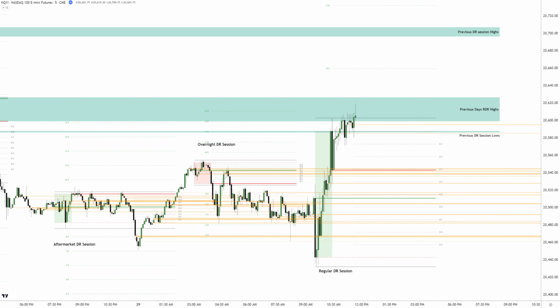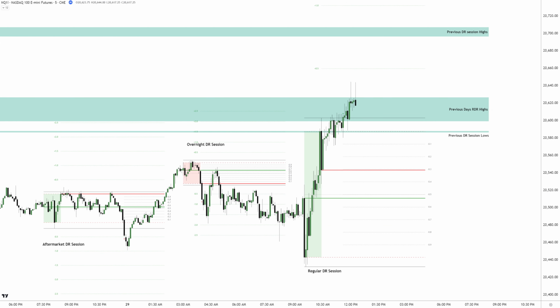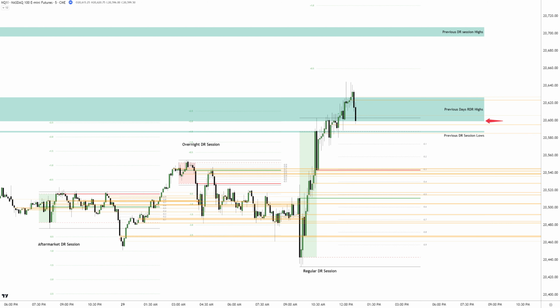Now that we are prepared, let's wait for a potential entry. Price trades higher, closing above the previous day's RDR highs before retracing to its lower part again, with the candle closing precisely at this level. Even though there's a sensitive area below, with another previous DR session level and 2 volume imbalances, this presents a potential entry.